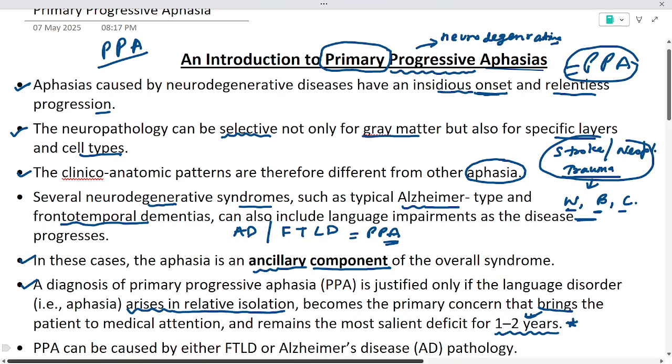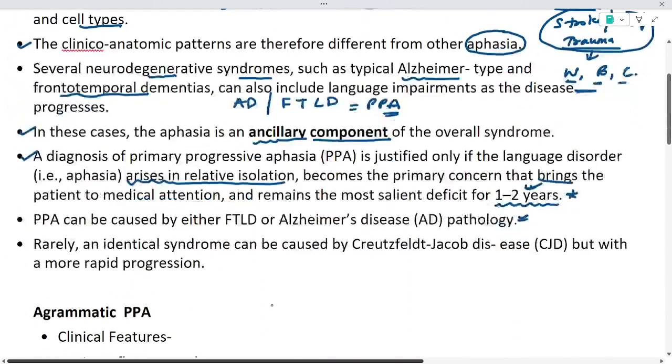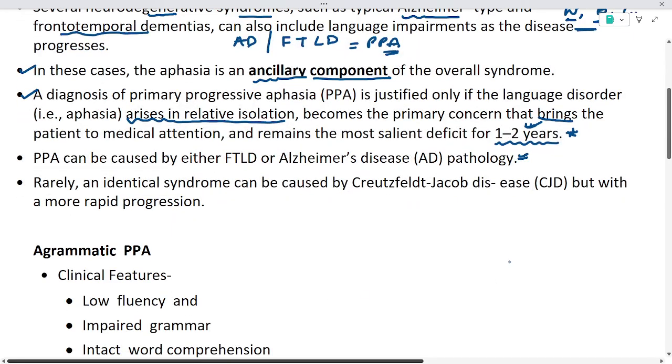PPA can be caused by either FTLD or Alzheimer disease pathology, right? We have discussed it just now. Sometimes Creutzfeldt-Jakob disease (CJD) can also cause it, but this aphasia will be very rapidly progressive because CJD itself causes death within 6 months to 1 year. So the aphasia developing in CJD will be very rapid in progression.